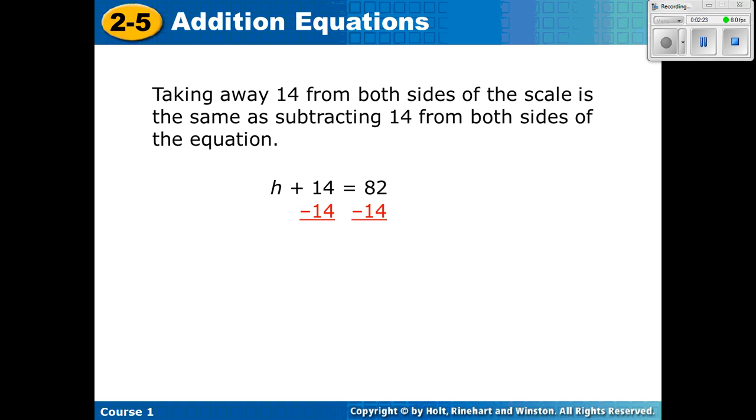Okay? So if you have plus 14 minus 14, which you see on the left side, that's going to cancel each other out. That's going to equal 0, right? You have 14 apples, you take 14 away, you don't have any more apples. So that just leaves the h all by itself. And then you have the 82 minus 14. You would work that out like you normally would. So h is equal to 68.